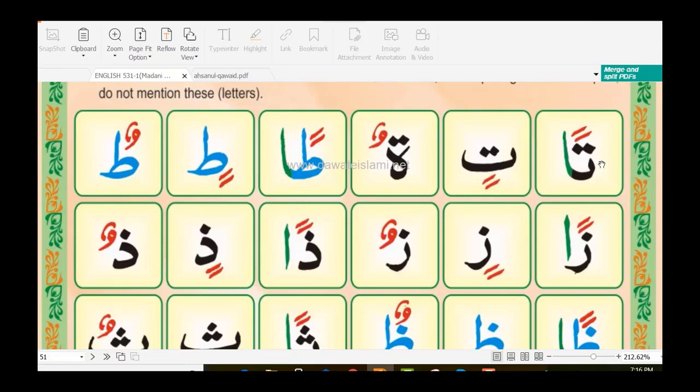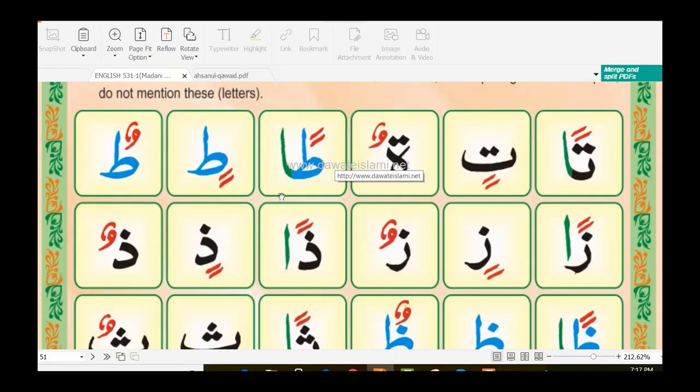So these 2 lines, we start from the beginning, the first box, where my pointer is blinking. This is ta alif double fathatan, ta double kasratin, ta double dhammatun. So the first box is tan, second tin, third tun: tan, tin, tun. The next box is ta alif double fatha tan, ta double kasra tin, ta double dhamma tun: tan, tin, tun.